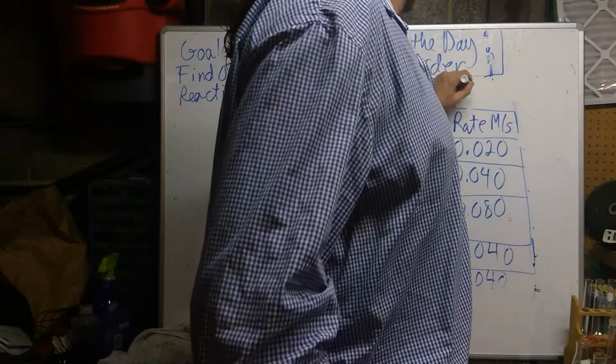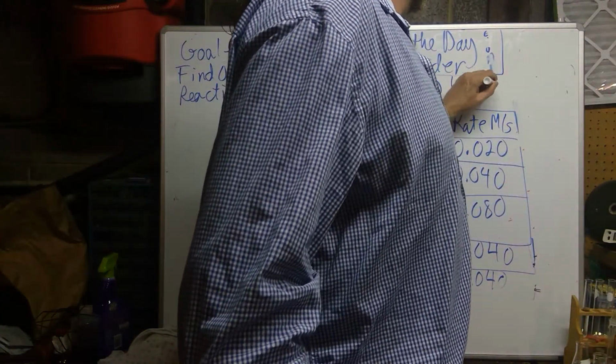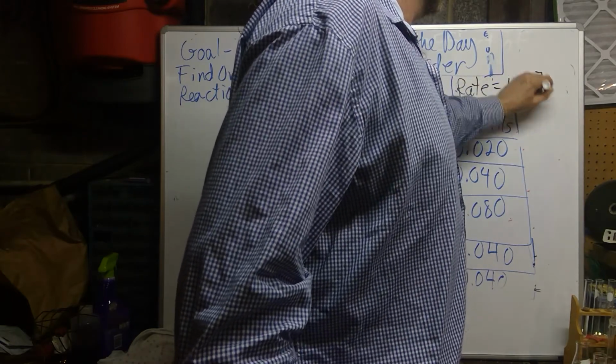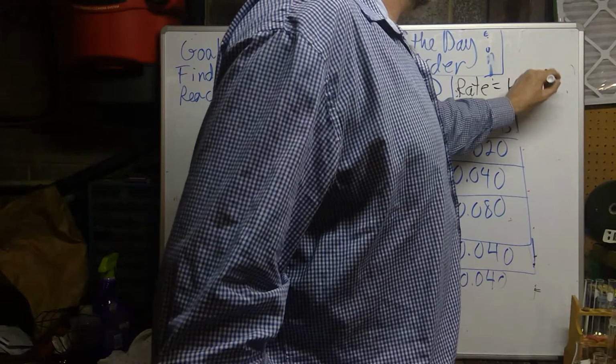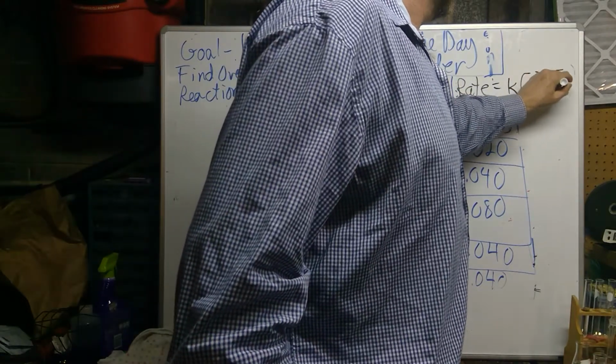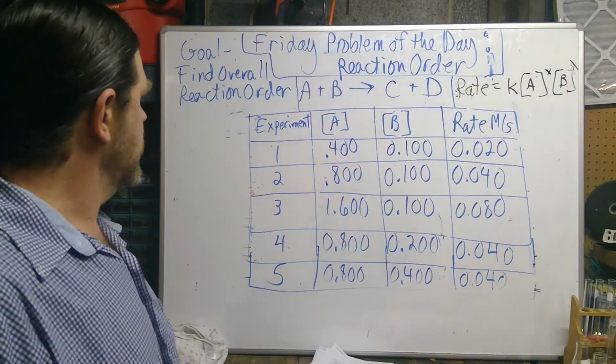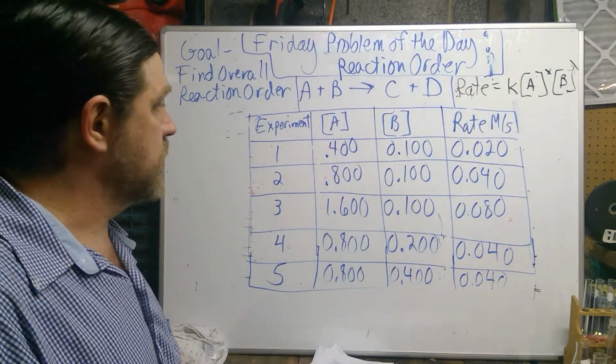So we would have rate equals our constant times whatever order A is going to be. We haven't figured it out yet. Whatever order B is going to be. We haven't figured that one out. So let's take a look at some of the ideas that we discussed today.